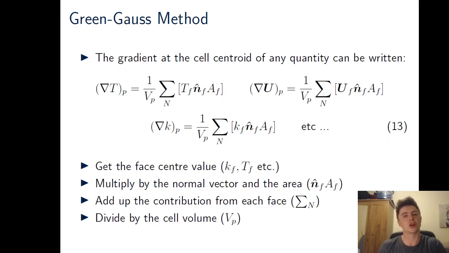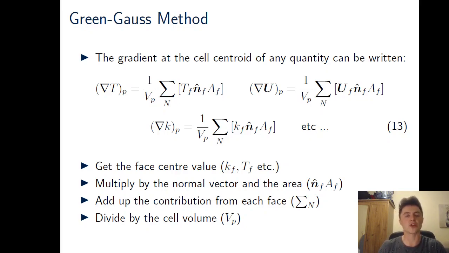So what I've just got for you there at the bottom of the slide is a summary of the process and how you would do this numerically in a CFD code to calculate the gradient. The first thing you would do is get the value at the face center of the quantity you wanted. It could be turbulent kinetic energy, temperature, whatever quantity you were looking at. You would take that quantity, multiply it by the normal vector and the area. That will give you your vector quantity, and then sum up over all of the faces on the cell, and then divide that by the volume of the cell, and you've got the gradient at the cell centroid.